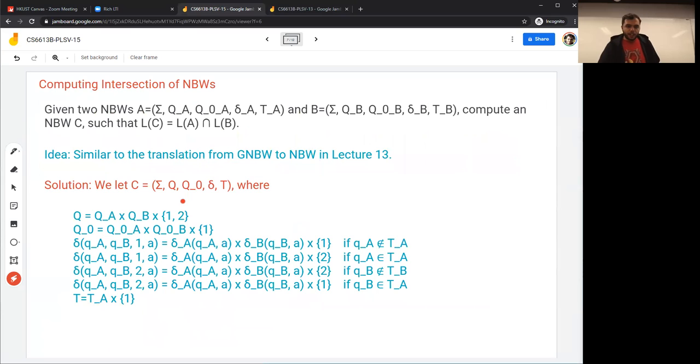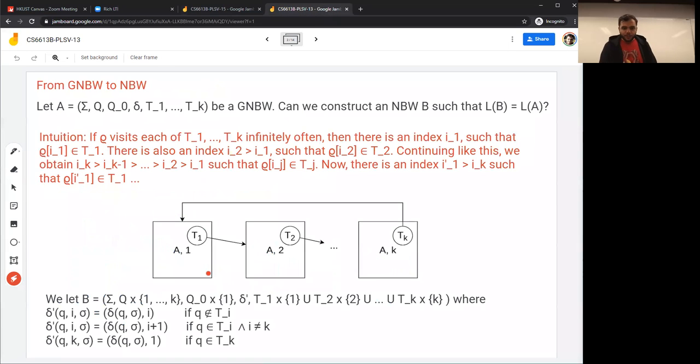Now, here, what do we have? We have two different automata. We have the automaton A, and I'm putting subscript A for everything here. And we have the automaton B. We want to compute another automaton C that accepts their intersection. But what is intersection? A accepts all the executions that visit T of A infinitely many times. B accepts everything that visits T of B infinitely many times. So we can have a similar construction, except that instead of K sets, we have only two sets, T_A and T_B.